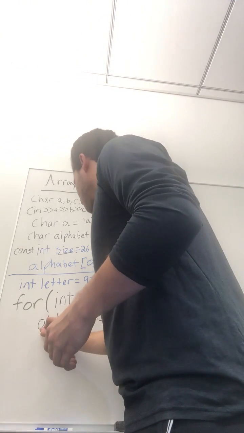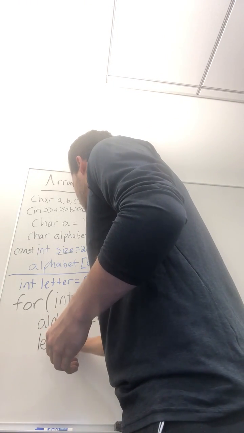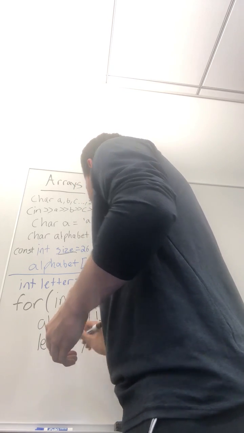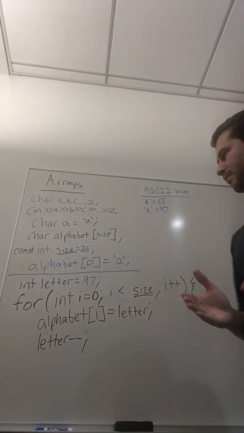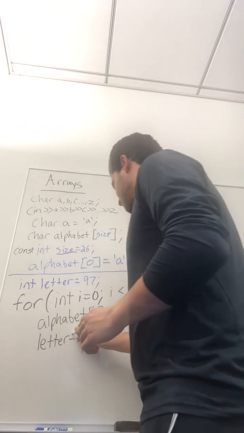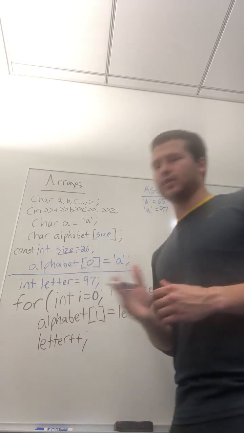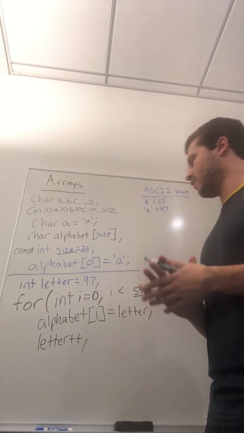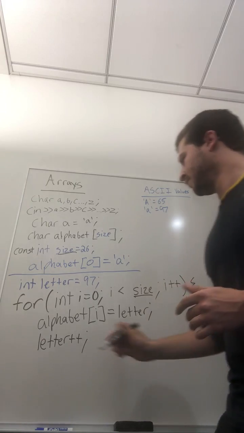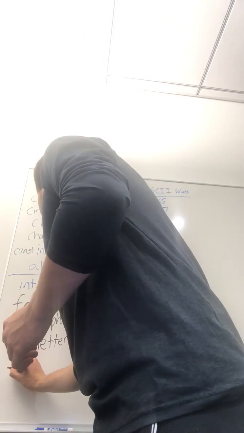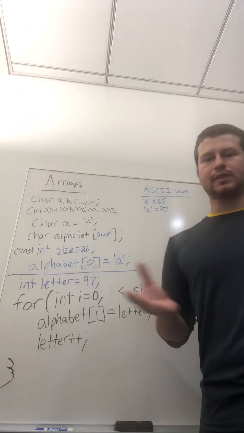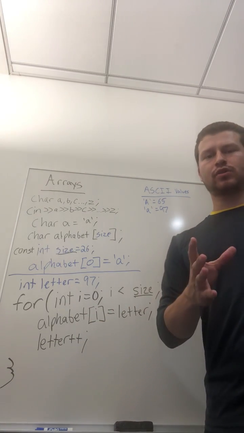So we can do letter plus plus. That'll increment letter, so that it becomes 98, which is lowercase b, 99, and so on, all the way until we get to lowercase z. And then that's the end of our for loop. And now we've got an array of chars. And so you can see the value of using an array to store these values.